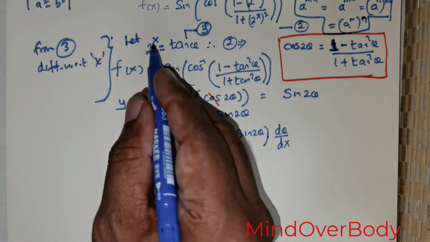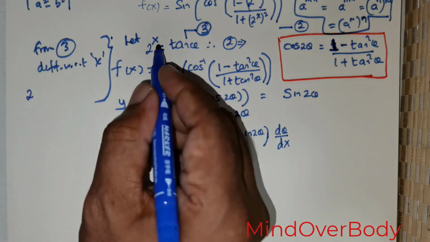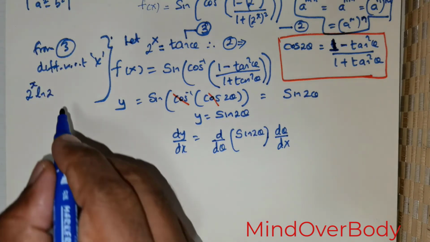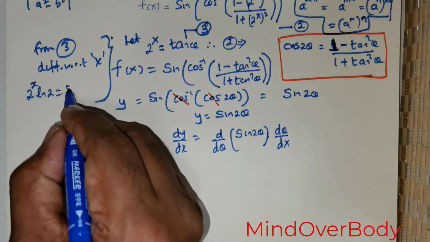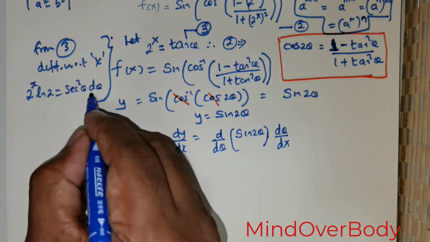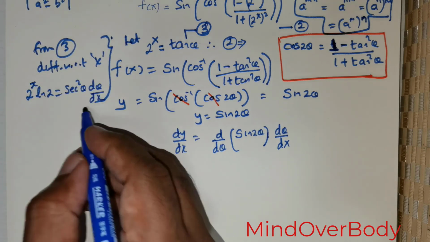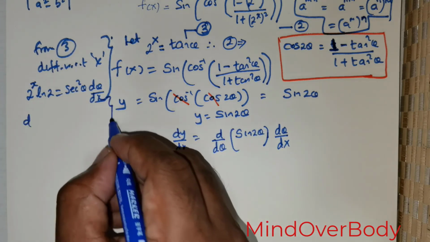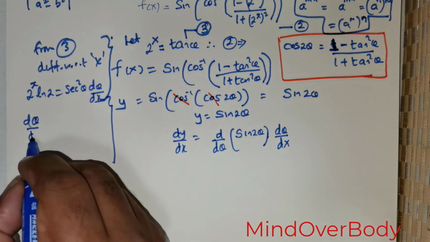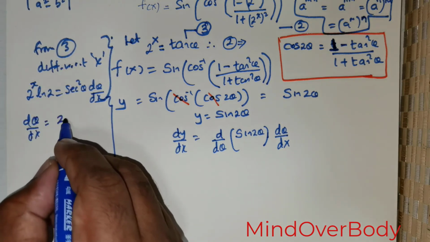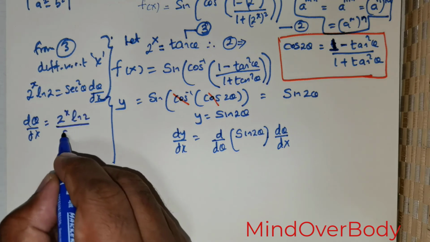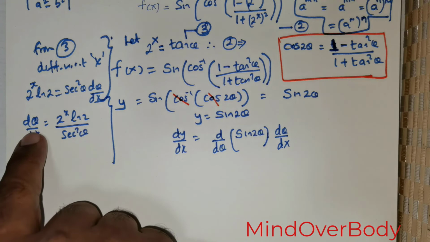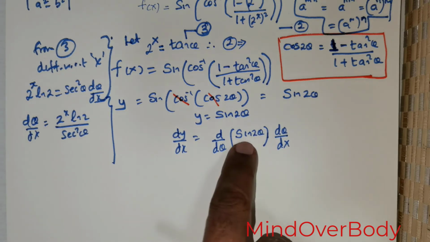Okay, so differentiation of 2 raised to the power of x, this is a straightforward formula, 2 raised to the power of x times ln 2, and differentiation of tan theta is secant square theta times d theta over dx. So I've got d theta over dx. From here I can rewrite d theta over dx as 2 raised to the power of x times ln 2 divided by secant square theta. Okay, that's fair enough. So I've got d theta over dx, and I've got a sine 2 theta.